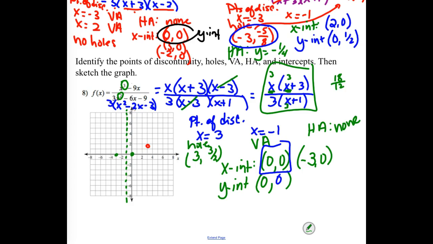Remember I said that you have to have a couple points plotted in every chunk of our graph? Well, our graph is basically divided into 2 parts, right? Either side of that vertical asymptote. I already have 2 dots to the right of my vertical asymptote. I want to get at least 1 more dot on the left side. So let's look at what happens when x is -2.